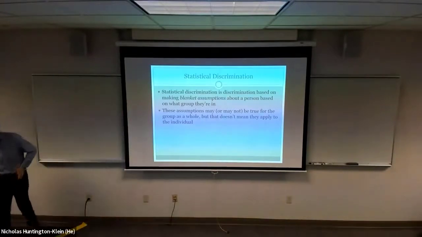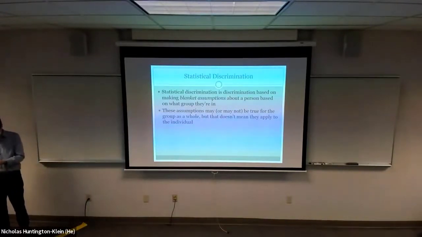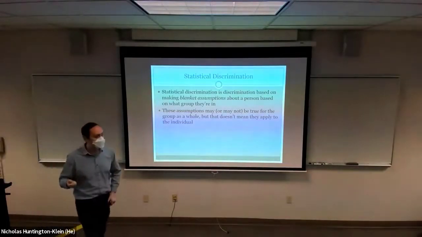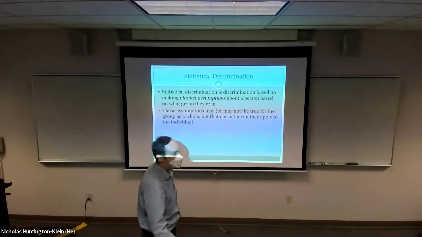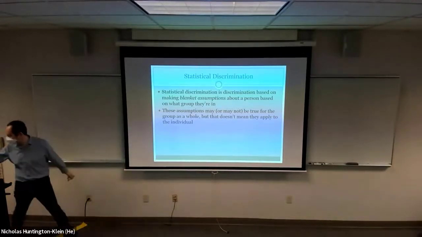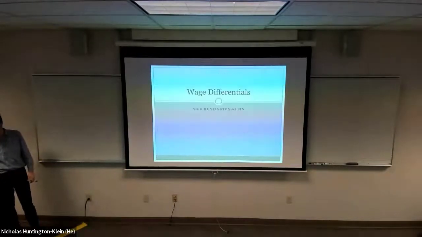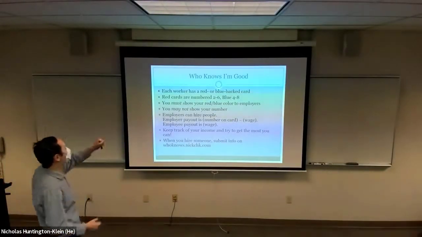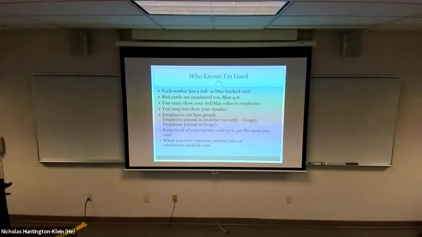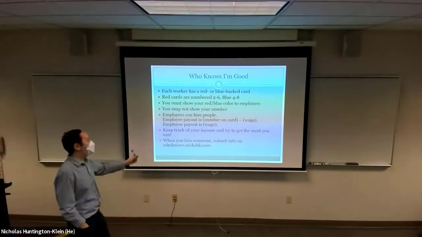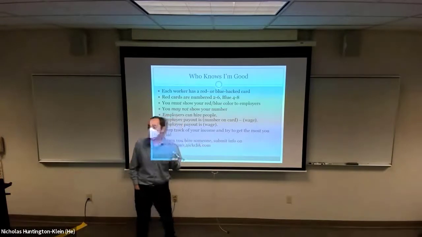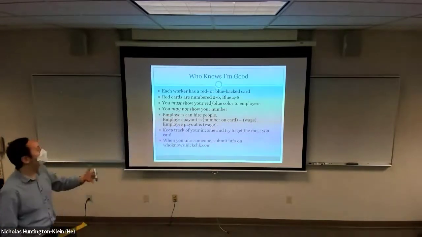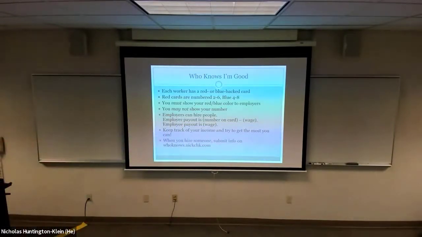So if you recall, I don't have a way to put this up on the screen, but we played the game last time. We played the game with the cards, right? In that game, I'll go back to the beginning. We had two different types of cards. We had red-backed cards and blue-backed cards. The red cards went from 2 to 6. The blue cards went from 4 to 8. You had to show the color of your card to the potential employers, but you were not allowed to show the number. And then there were employment deals going on, and you settled on wages and things like that.